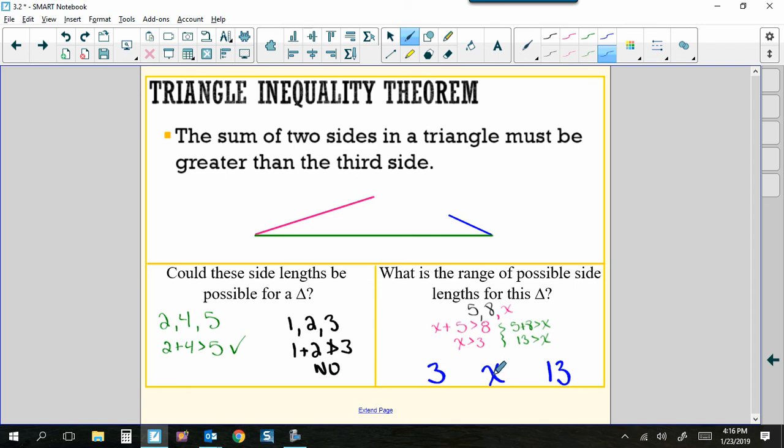Now use the symmetric property, go the other way. If x is bigger than 3, then 3 has to be smaller than x. So we're going to use a less than symbol. So then on the other side, we know that x has got to be smaller than 13. So that one's a little bit easier to write because we just say x is less than 13. So there you go. That's how you would write your answer for a range of possible sides.